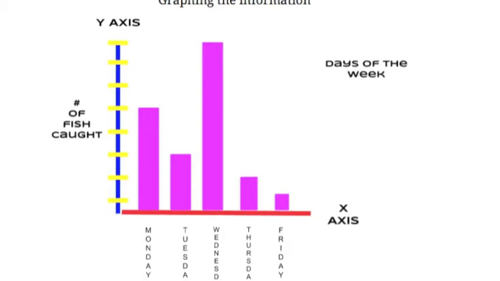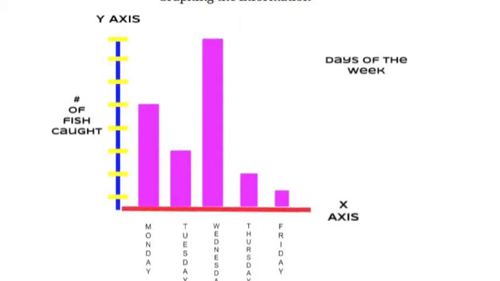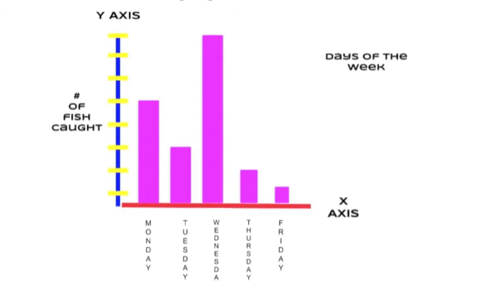This is a bar graph. The blue line is the y-axis, and the red line is the x-axis. Along the x-axis, I have labeled Monday through Friday, and on the y-axis, I have the number of fish caught on each day. You will see that on Monday, he caught 5 fish, and that is how big the bar will be, and you will continue that on.